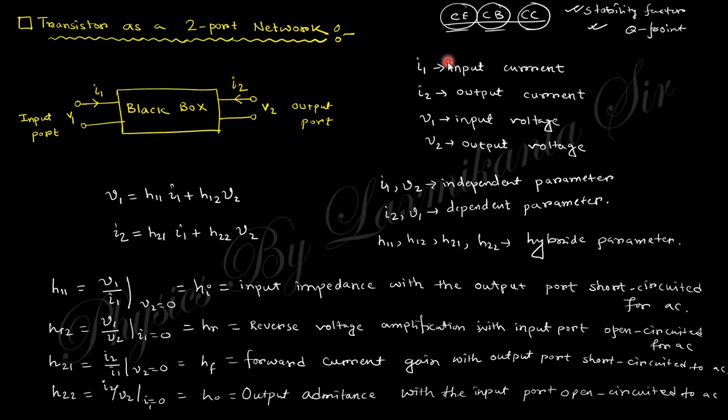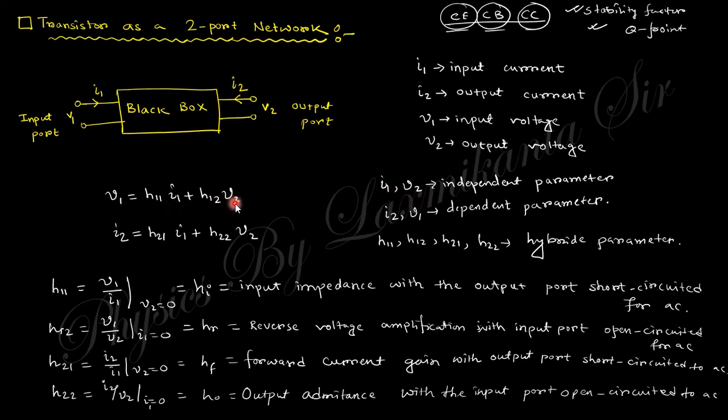So there are four variables: input current, output current, input voltage, output voltage. Among these four variables, we take two independent and two dependent. As independent variables, we take the input current and output voltage, and the rest two, the output current and the input voltage, are taken as dependent variables.